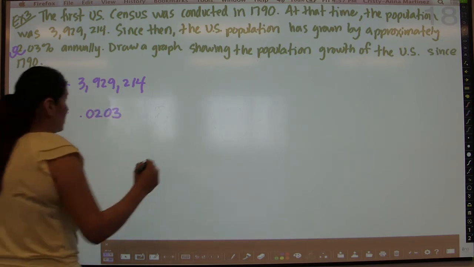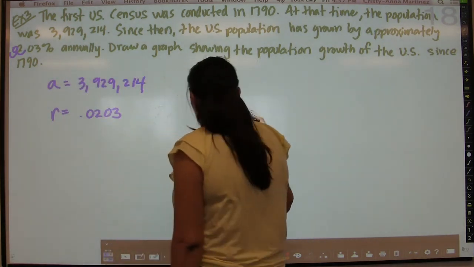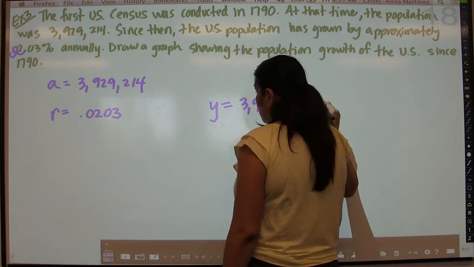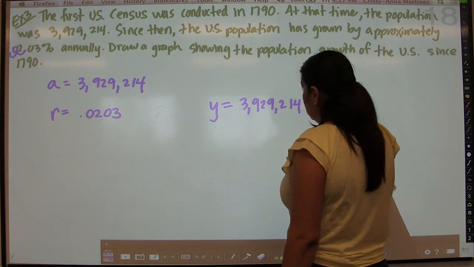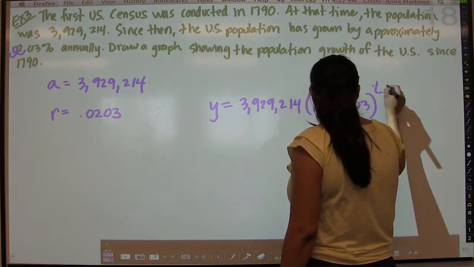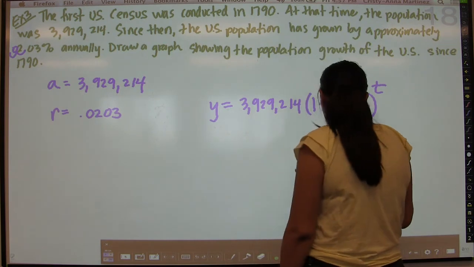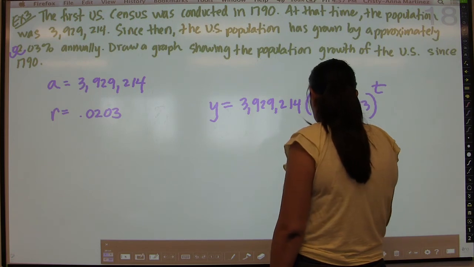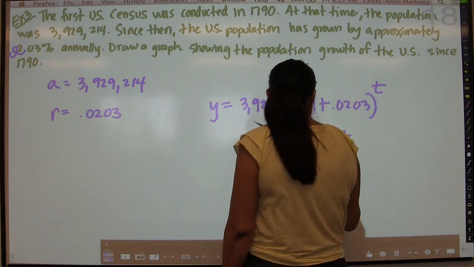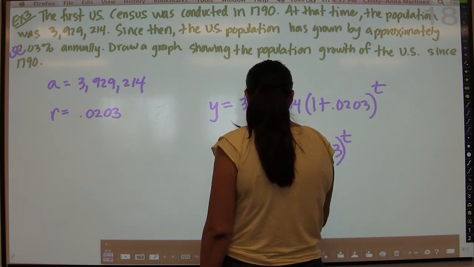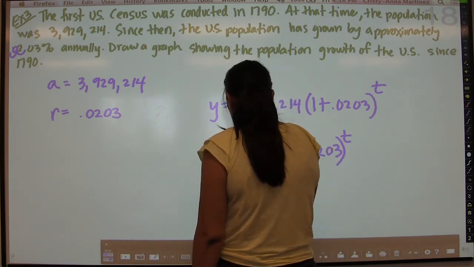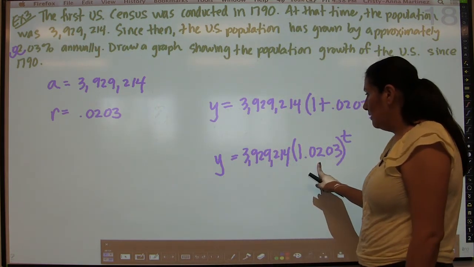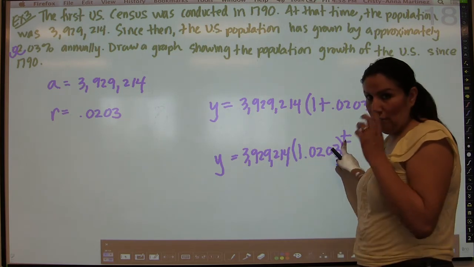So very easily the equation is going to be y equals A, which is 3929214, times 1 plus 0.0203 to the t power, and since 1 plus 0.0203 is just simply 1.0203, you can simplify that even further. 3929214. It is very important, if I haven't already said this before, a lot of times students try to multiply this times that and then get some number to the t power. That would be very, very wrong.